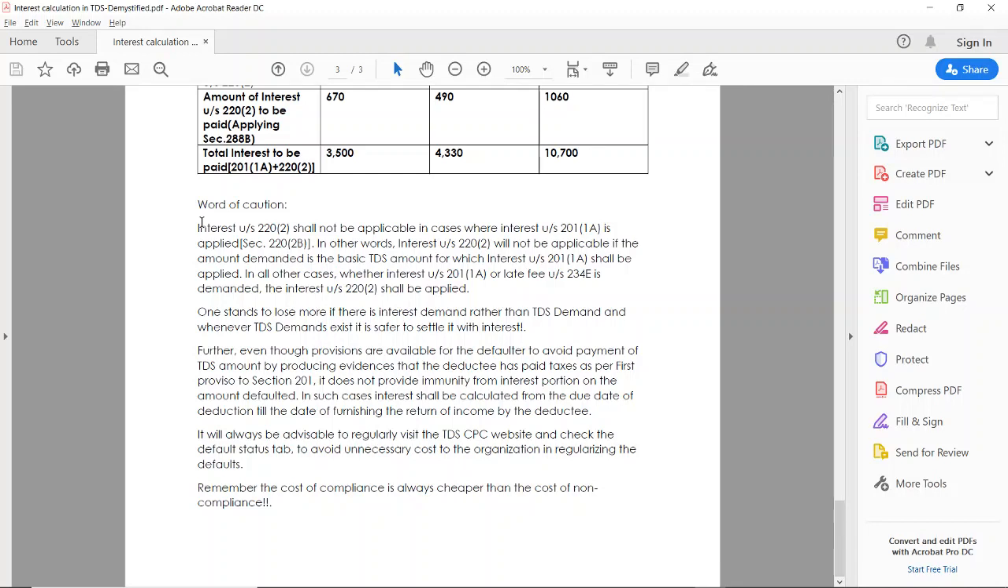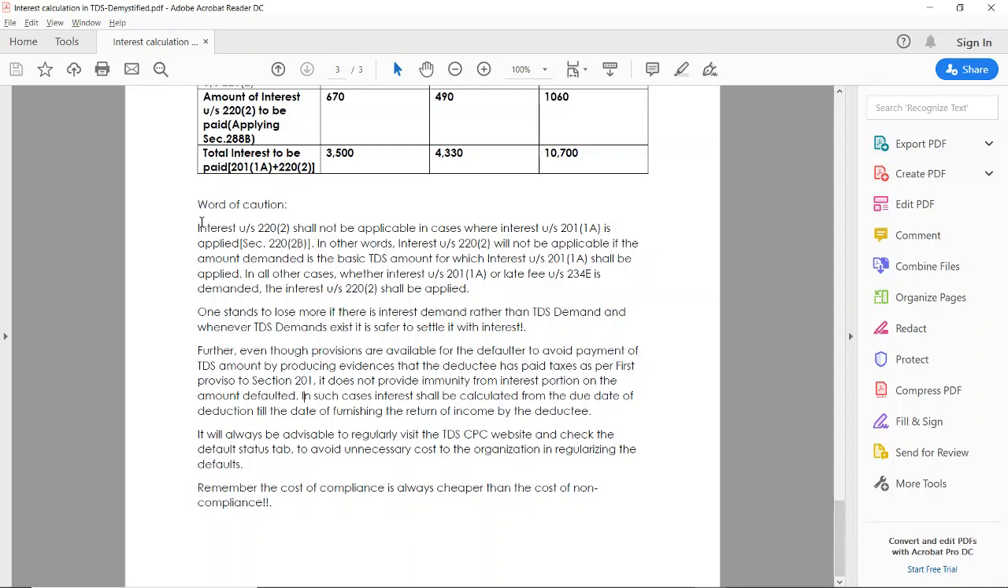The other provision is that 234E late fee will also attract 222 interest as well. Therefore, the late fee provisions are very harsh as such, with 200 rupees per day to be paid. That being the case, if there is an interest of 1.5% on 1% on that amount, it will again multiply and it will be a huge problem or concern for the assessee. That's what I've written, that one stands to lose more if there is interest demanded other than TDS demand, and whenever TDS demands exist, it's safer to settle with interest.